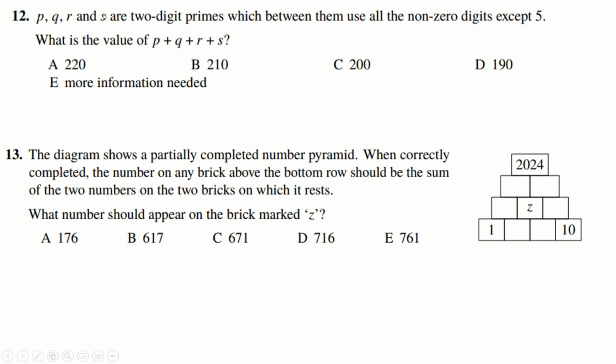We have 2-digit primes here that between them all use the digits except for 5. Now, if they do that, then all of their last digits must just be all of the odd numbers, because we can't put any even numbers as the last digit to make a prime unless we're just making the number 2, but 2 isn't 2 digits, so that's fine. So these have to be all the last digits.